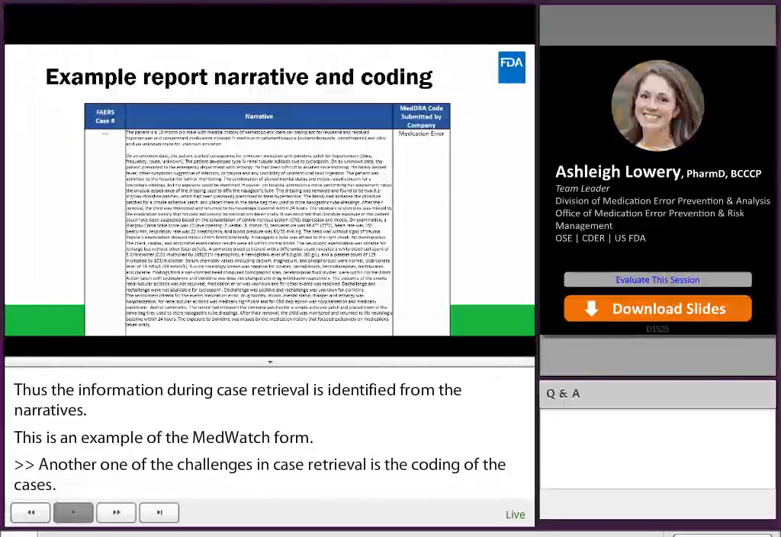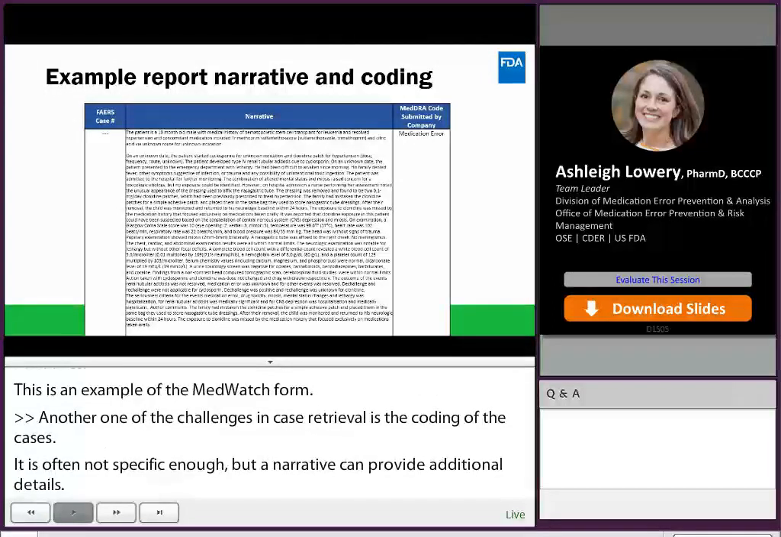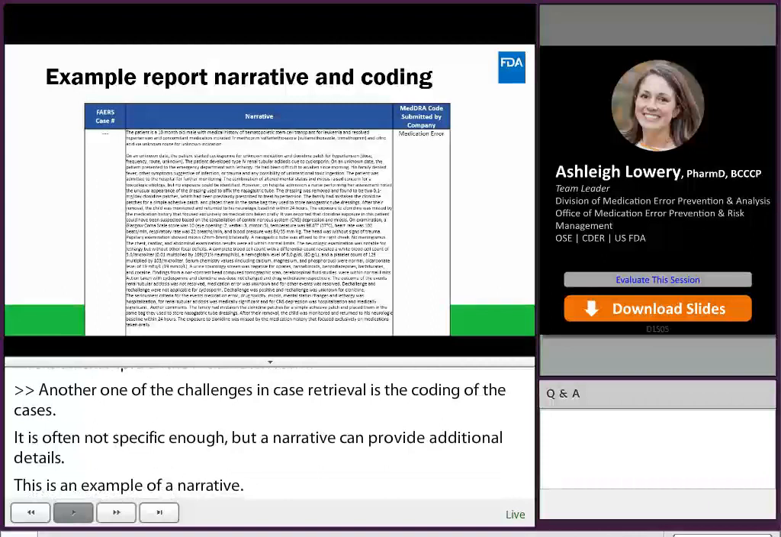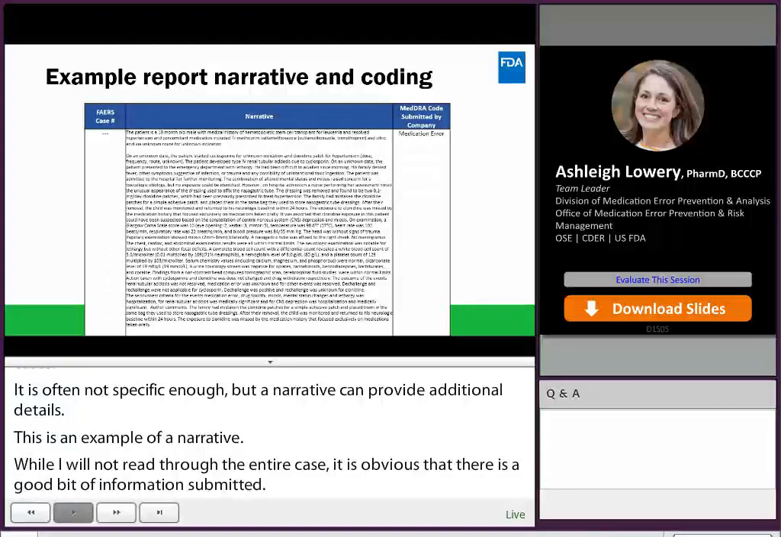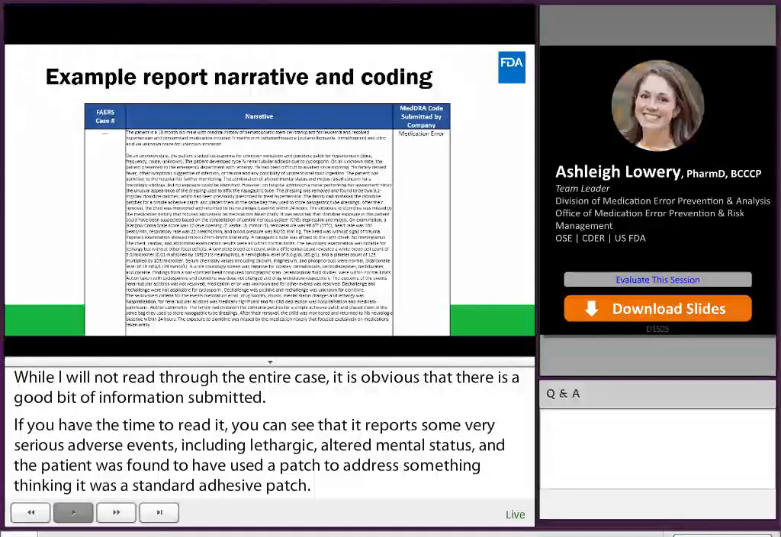While I won't read through the entire case, it's obvious that there's a good bit of information submitted. And if you had the time to read, you would see that it reports some various adverse events, including altered mental status, lethargy, renal tubular acidosis, and the patient was found to have used a clonidine patch to attach an NG tube dressing, thinking that it was a standard adhesive patch. The coding, however, was simply medication error, which could refer to a number of different events, but more specific terms would facilitate retrieving any similar cases during case retrieval.